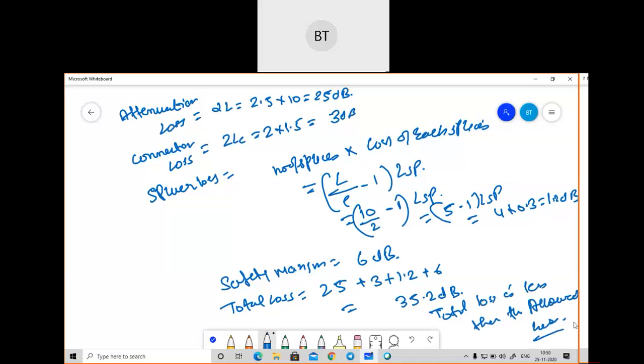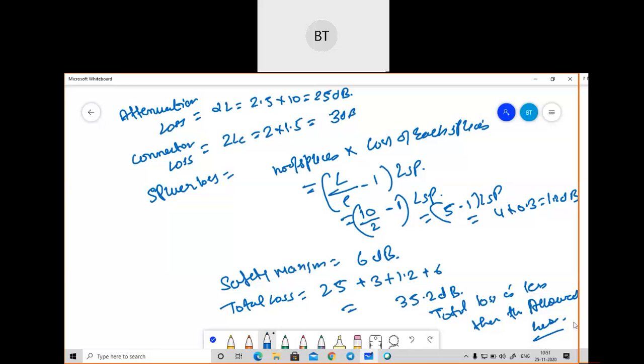I have already told you one thing. If and only if total loss will be less than allowed loss, then only the fiber optics kit will be good. Otherwise, it cannot be considerable. So first of all, we have to calculate the allowed loss, and then we have to calculate the total loss. And for calculation of total loss, we have to add all those small losses which the fiber optics kit is experiencing. That is attenuation loss, connector loss, splicer loss, and safety margin.